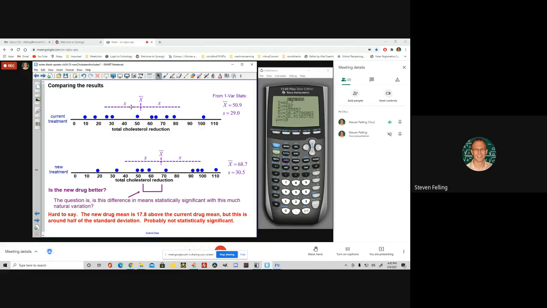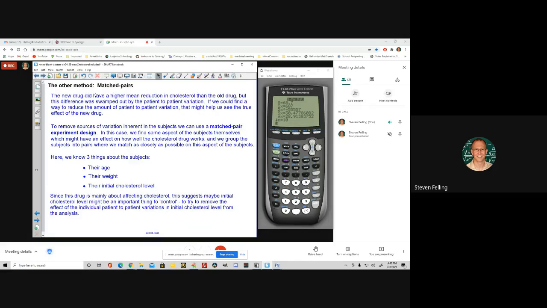Okay, so doing an analysis like this is called finding the difference of the means. It's treating each sample as a separate independent sample and computing each mean and then comparing the two. All right. So there is another way to analyze data like this, but you have to decide about this before you even conduct the experiment, really. The new drug did have a higher mean reduction in cholesterol than the old drug, but the difference was swamped out by this patient-to-patient variation.